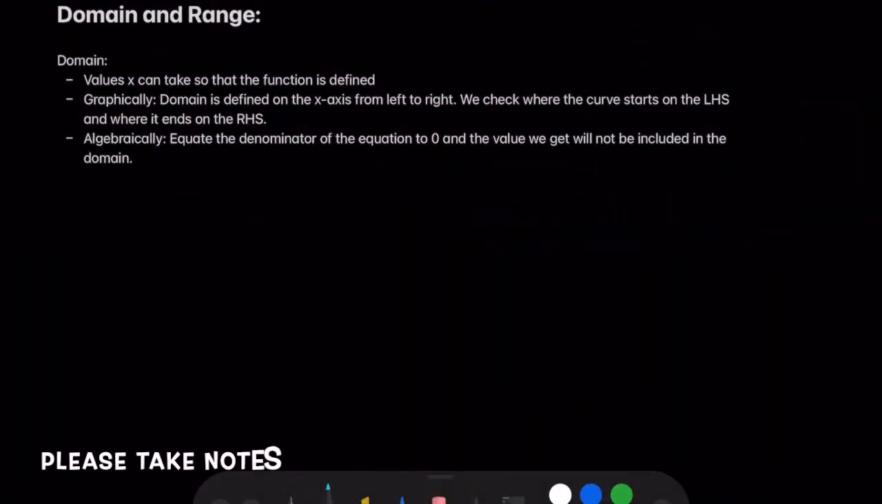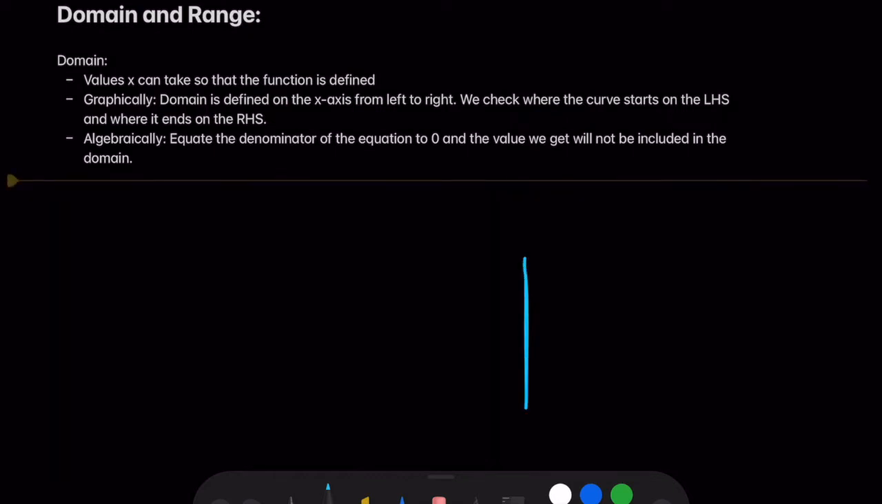The definition of domain is the values x can take so that the function is defined. What that means graphically is that domain is defined on the x-axis from left to right. So we can check where the curve starts on the left-hand side and ends on the right-hand side. Let's do some examples to get through this concept.